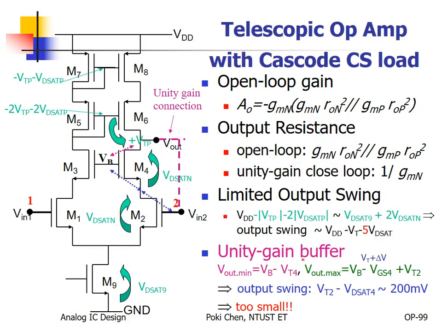What is the first skill I told you already to enlarge such kind of output swing? What you can do? High swing cascode. Okay? High swing cascode. Later I will show you. It means this is connected to there, not here, right?